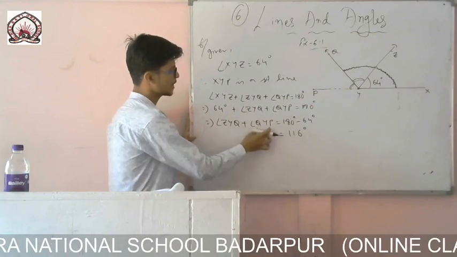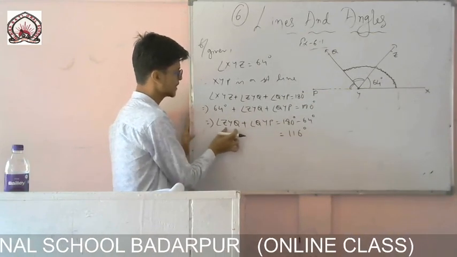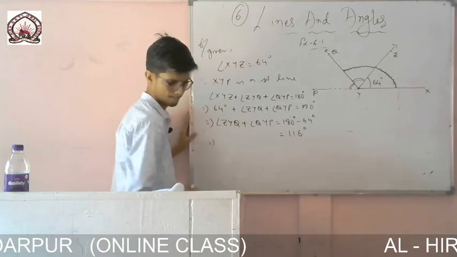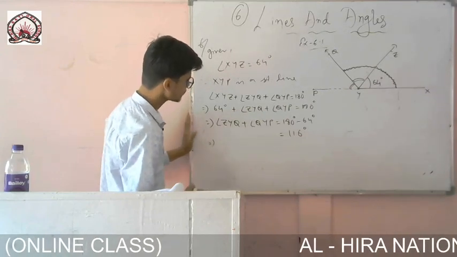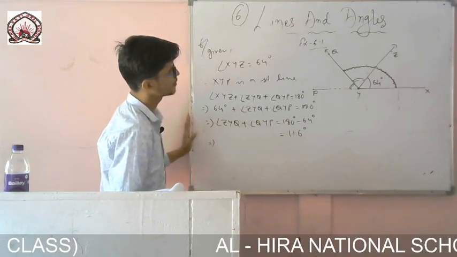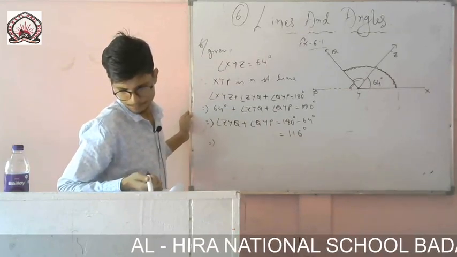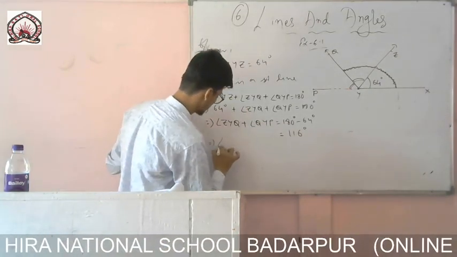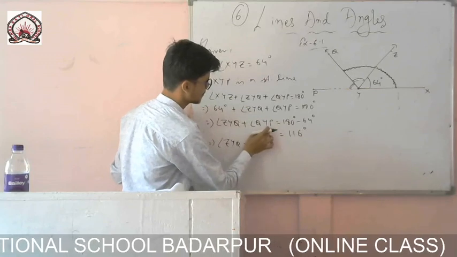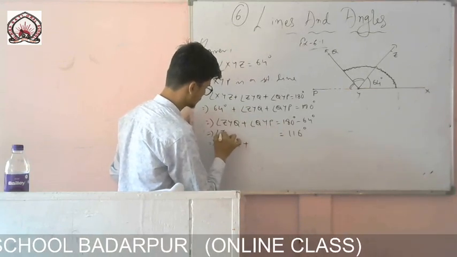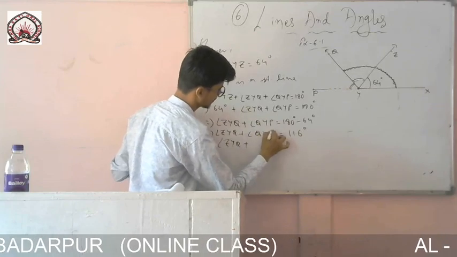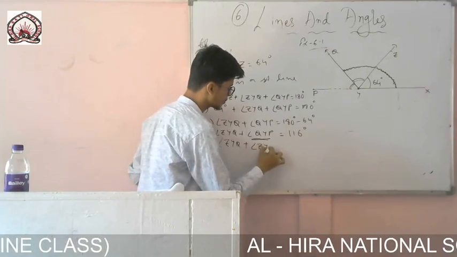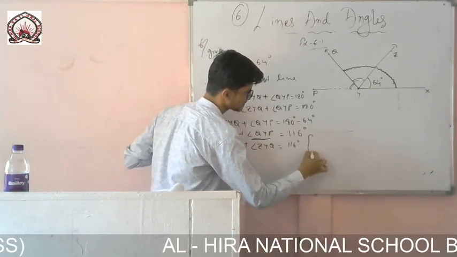Since these two angles are equal, in place of this one I can write ZYQ also. The question is to find XYQ, ZYQ, okay. Let me find Z. ZYQ plus angle QYP is equal to 116. In place of QYZ, I can also write ZYQ because these two angles are the same.